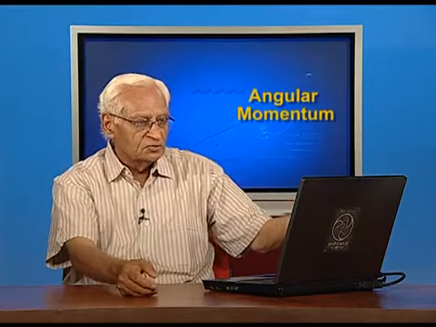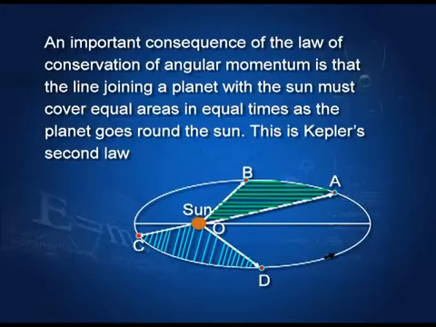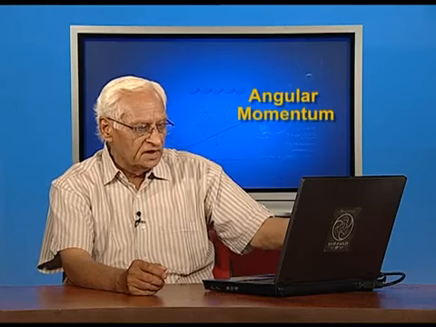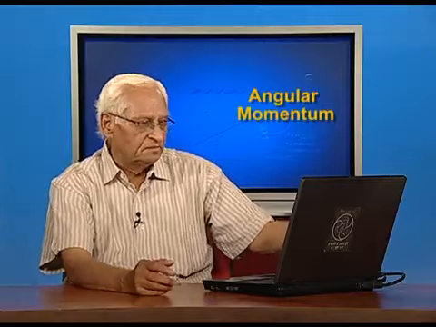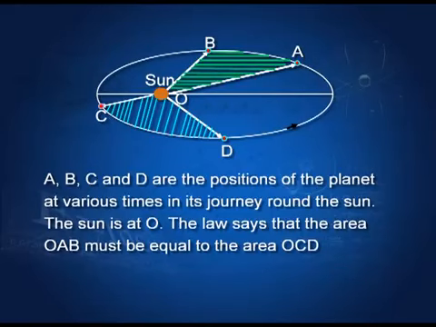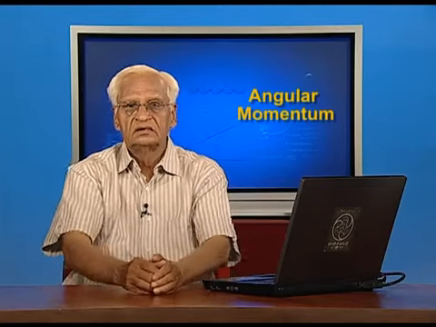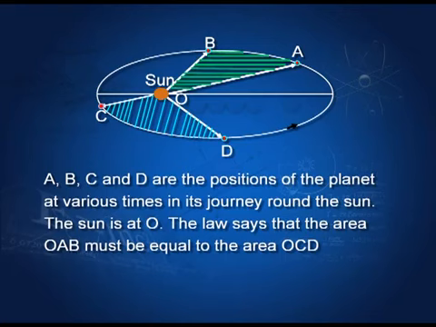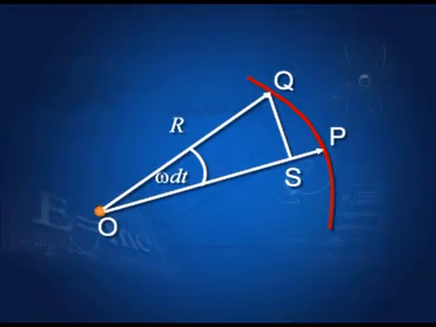Another important consequence is what is known as the second law of Kepler. What is the second law of Kepler? If a planet is going around the sun, then the area traced out by it in a certain time must be equal to the area traced out by it in an equal time. So, if A, B, C, D are the positions of the planet around the sun, then area AOB must be equal to area COD. This is what is known as the second law of Kepler. You must have done this in gravitation. Now, this is also a consequence of the conservation of angular momentum.